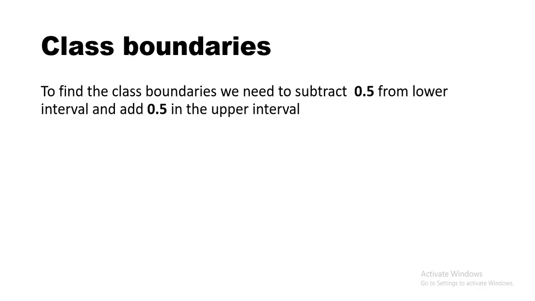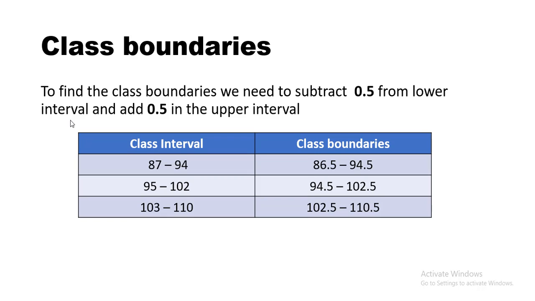Okay, so first of all we are talking about the classes which are discrete. Discrete classes or discrete data means that we are talking about an organization in which the observations were given in whole number form. Whenever the data is in discrete form, in the whole number form, in order to find out class boundaries, we will be subtracting 0.5 from the lower interval and adding 0.5 to the upper interval, like this.